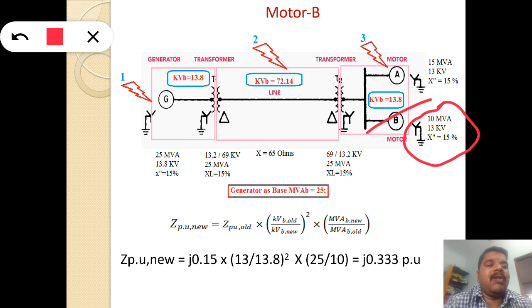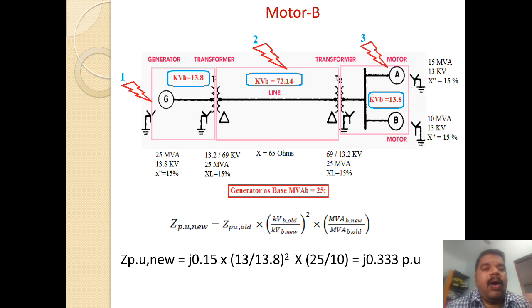What is section 3? The KVB new value is 13.8 squared, times MVAB new. We know the base is the generator's 25, divided by the MVAB old value for motor B, which is given as 10. So 25 divided by 10. When you multiply all the values, you get j0.333 per unit. That's all. So this is the per unit value for all the sections we found.